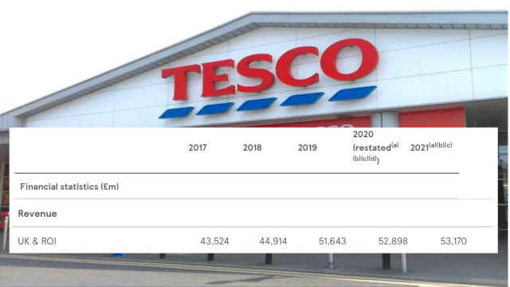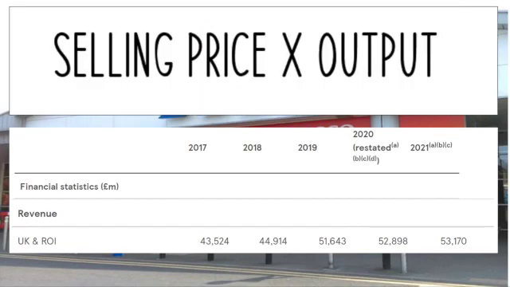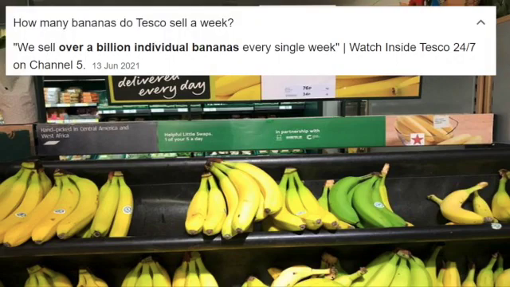Now, as I've already mentioned, it's very, very difficult to look at every single product in this video. So what we're going to do is pick one product. When we're looking at that one product, what we need to consider is the selling price times by the output, and that is the formula for revenue. If we consider bananas, the reason I've picked bananas is that in a Channel 5 documentary only in June, it said that bananas are one of their biggest selling products each week. They claim that on average, they sell over 1 billion individual bananas.